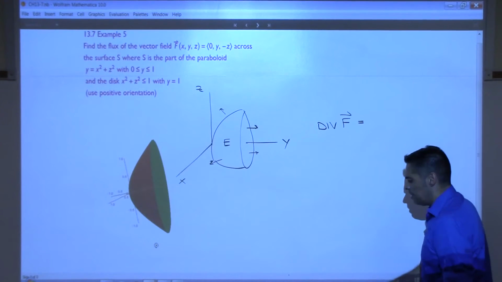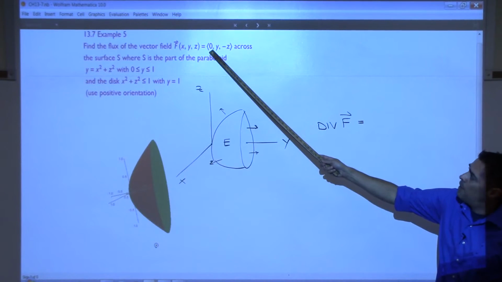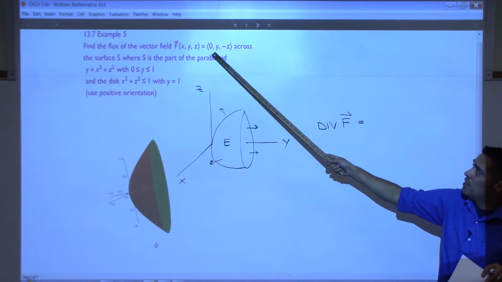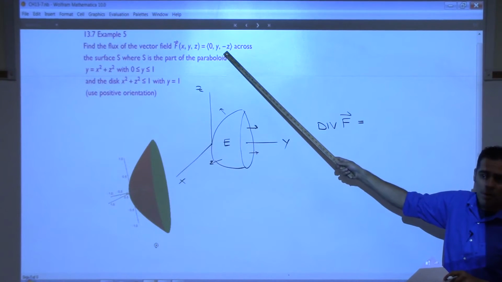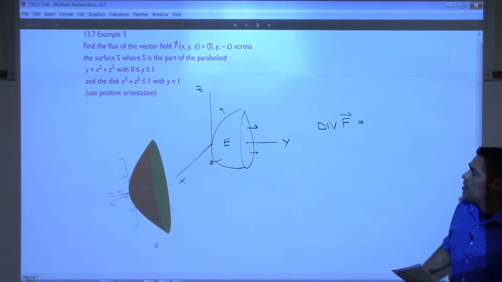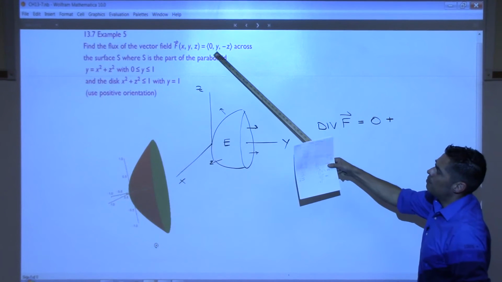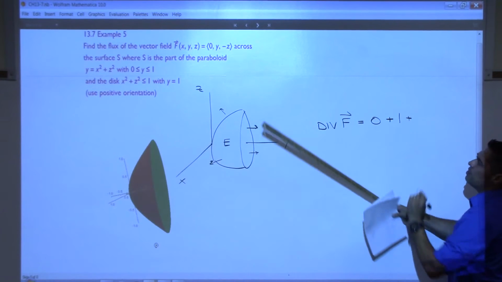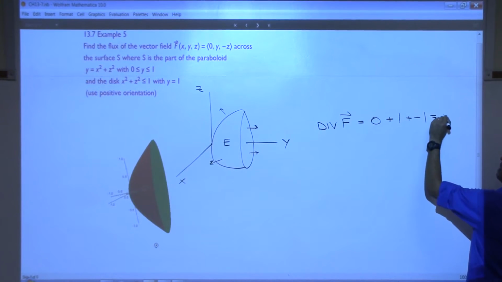Do you remember how to do div? You do the partial of the first component function with respect to x, plus the partial of the second component with respect to y, plus the partial of the third component with respect to z, right? And you add them all up. So I would get 0, plus partial of y with respect to y would be 1, plus the partial of negative z with respect to z would be -1, and this would be 0.